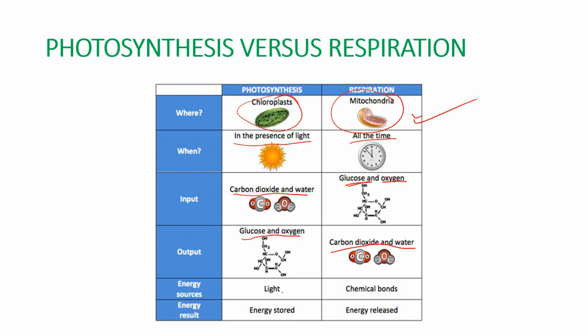What is the energy source for photosynthesis? It is light. And what is the energy source for respiration? It is the chemical bonds. In photosynthesis, the energy is stored, and in respiration, the energy is released. So in this way, photosynthesis versus respiration takes place.